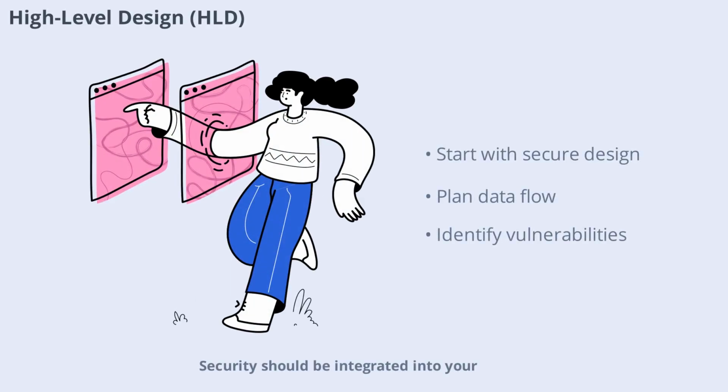Security should be integrated into your app's high-level design from the very start. This means considering how data flows through your application, identifying potential vulnerabilities, and planning for secure interactions between components. By addressing security at the architectural level, you lay a strong foundation that makes it easier to implement effective protections later on. Let's look at how to incorporate security into your HLD process.